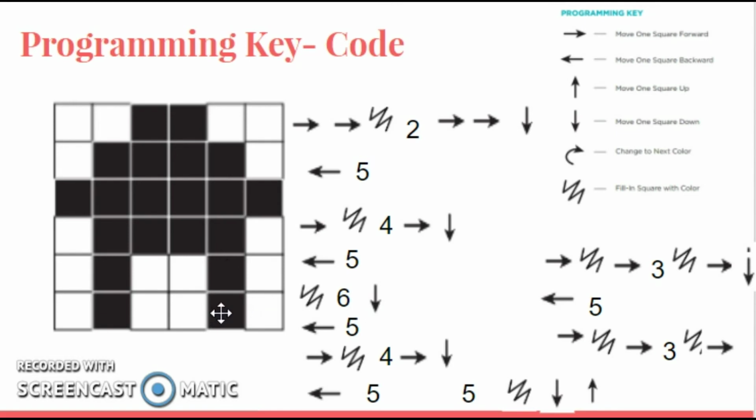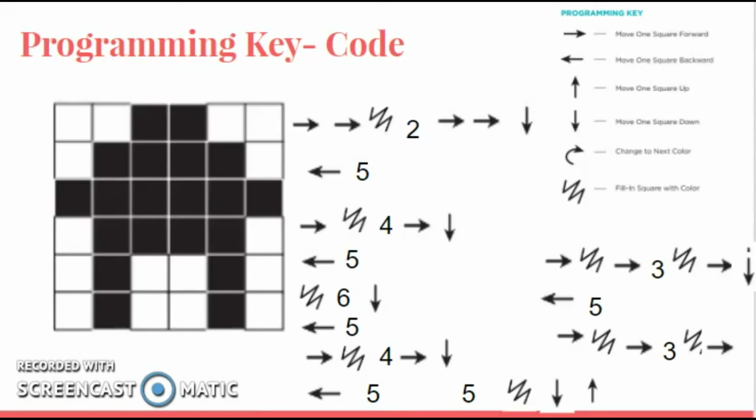Then we're going to go backwards 5. 1, 2, 3, 4, 5. Okay? So now we're on this bottom row right here. And so it's the same thing. So we're going to move forward, fill in. Move forward 3, 1, 2, 3, fill in, and then move forward. Okay, so now you guys should have this down pretty well.